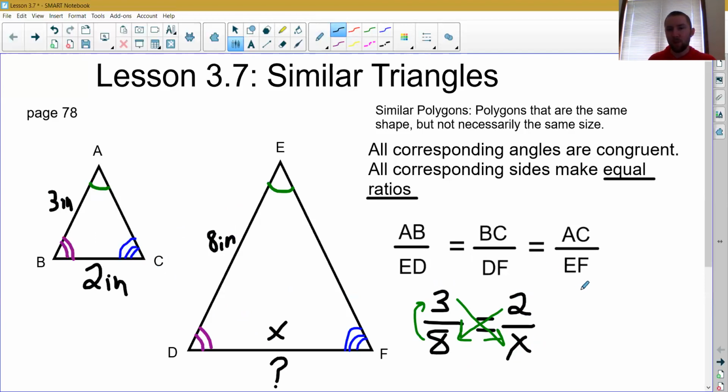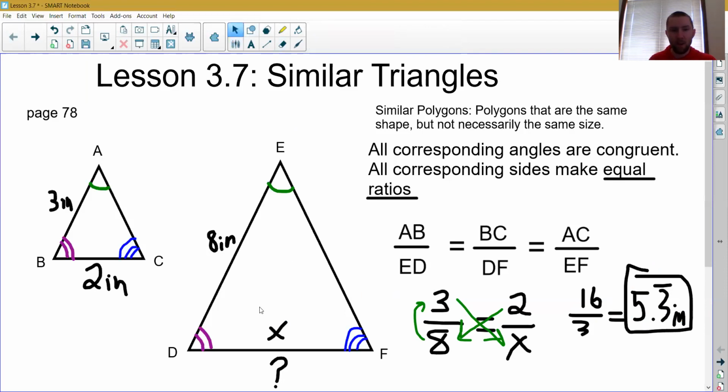So if we do 8 times 2, we get 16. If we do 16 divided by 3, that gets us like 5.3 or so, 5.3 repeating forever inches. And that is my value of X. X right here would be 5.3333 repeating, inches. That's the value of X. And it comes from this proportion right here.